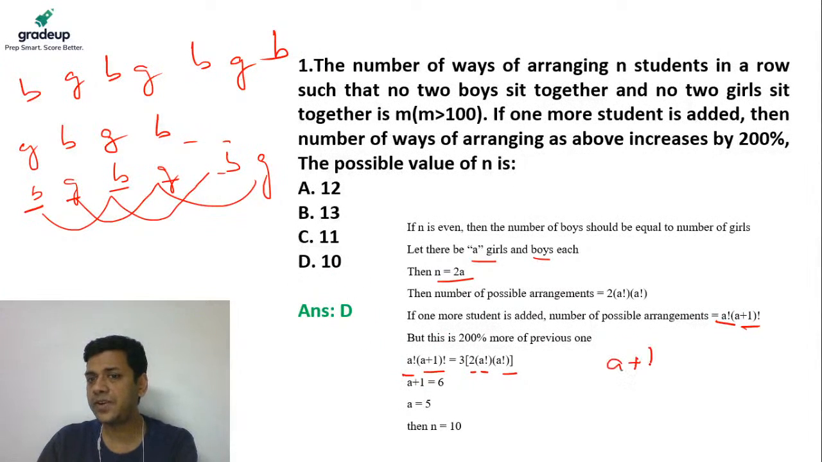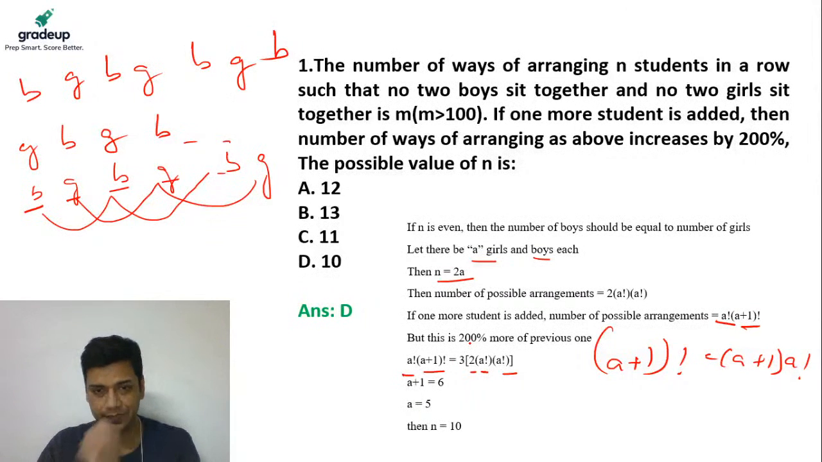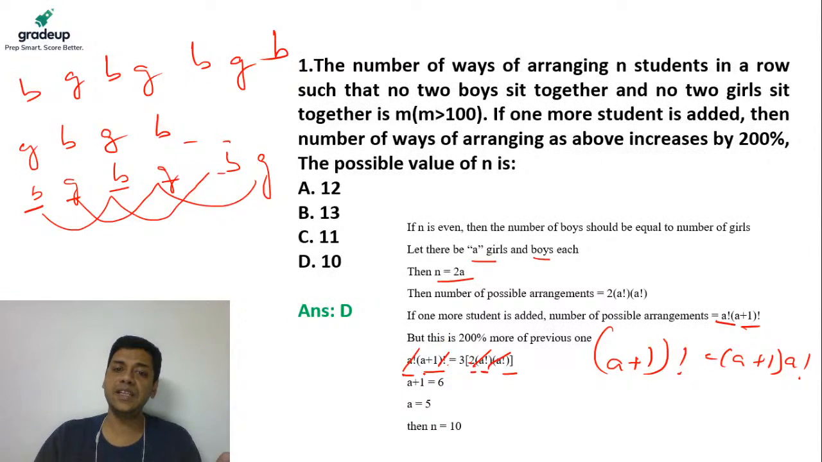can I say A plus 1 factorial is A plus 1 into A factorial? So basically A factorial into A plus 1 factorial will be A factorial into A plus 1 into A factorial. So this A factorial and A factorial will get cancelled out. On the right hand side, I am left with only A plus 1. On the left hand side, we are left with 3 and 2, which is 6. So A plus 1 equals 6, which gives me A equals 5.